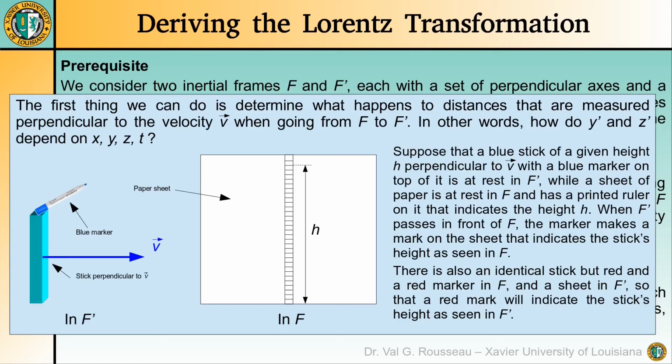Before the stick was in motion, its height h at rest was measured on a paper sheet that remains in F. When F prime and the stick pass in front of F and the sheet, the marker makes a mark indicating how the stick's height is perceived from F and compared with its recorded height at rest. There are three possibilities. The mark can be below h, at the same height, or above. But there is also an identical stick, but red, with a red marker in F and a sheet in F prime, so that a red mark indicates how the red stick's height is perceived from F prime.